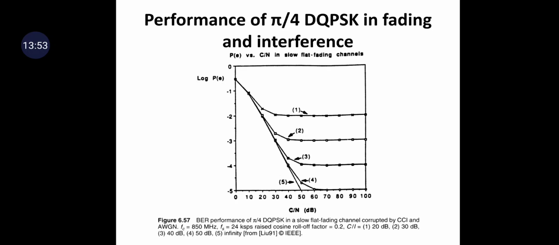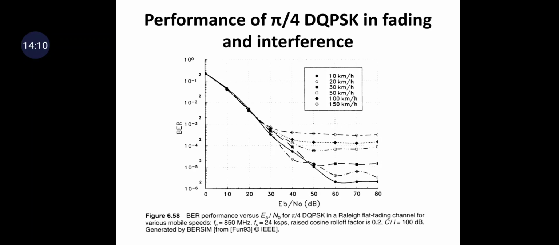So this figure shows the bit error rate performance of the pi by 4 DQPSK modulation technique in a slow flat fading channel corrupted by interference. This is the bit error rate performance versus Eb by N0 for the same pi by 4 DQPSK modulation technique in Rayleigh flat fading channel. And this is drawn by varying the mobile speed, at frequency fc equal to 850 MHz and fs equal to 24 kilobits per second.